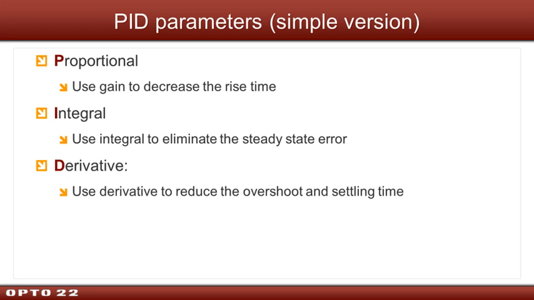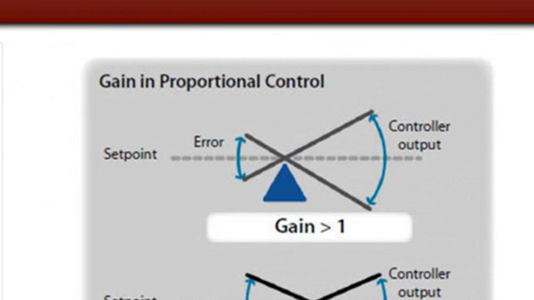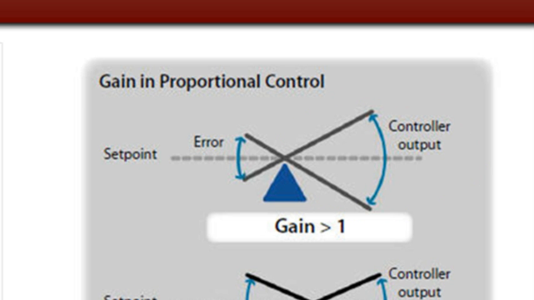The proportional is often called gain. Some people call it P-band or P-term. Opto calls it gain. And quite simply, the larger the value, the larger the output for a given error. So let's have a look at this with the diagrams that we've got here. When our gain is greater than 1, a small error here is going to result in a large output change. But that's when our gain is great, so you're going to start to pick up any noise in your signal. It's not going to take much of a change on your error side in order to get a large swing in your output.